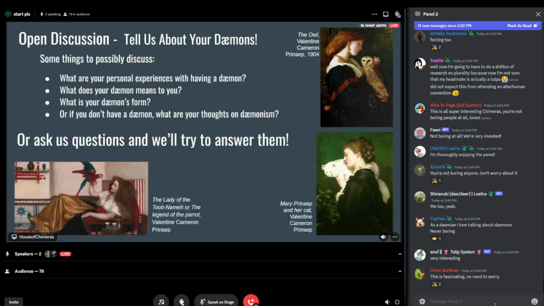Could different members in a system have different daemons? Totally, completely. Everyone in our system who does have a daemon has a very distinctly different daemon. The 4 people in our system that have an active daemon at this time, their daemons have different names, genders, settled forms, personalities, etc. And they're very distinct from one another, even as far as their internal voices in our head.